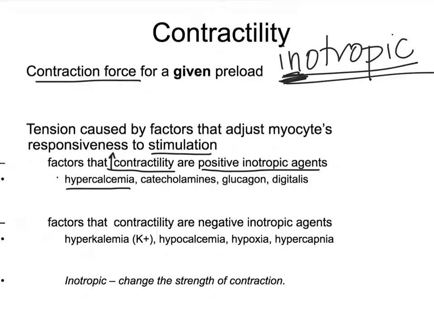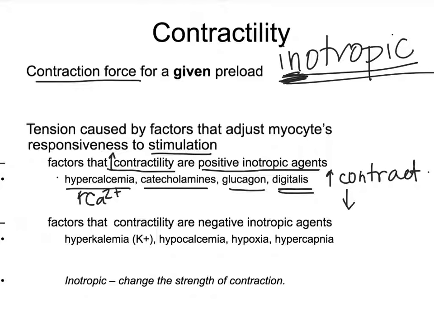Those things are hypercalcemia, which would be an increase in calcium ions, catecholamines, which are neurotransmitters, glucagon, and digitalis. Digitalis is a heart drug. Digitalis increases the strength of the contraction, but it decreases heart rate. So you can't just be giving it out willy-nilly. It reduces the heart rate, but it makes your heart beat stronger.